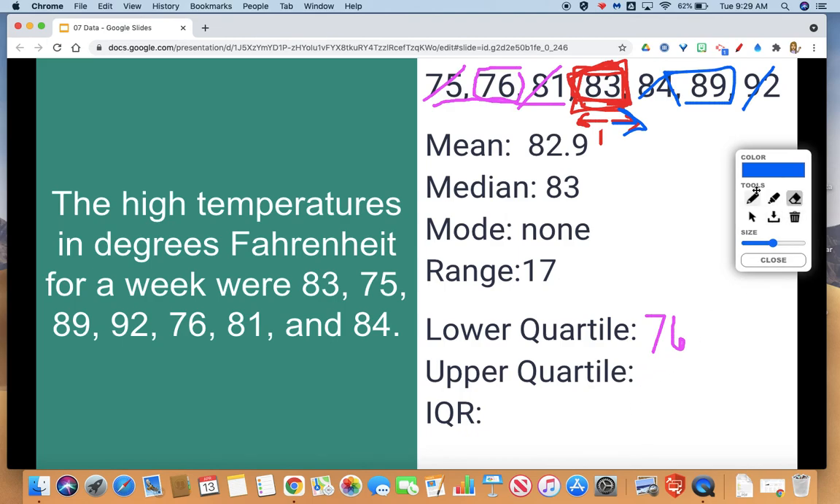So again, on the last example, we came down to the median being in the center of two numbers, so we drew that line, and then we got to look at everything below the line and above the line. But on this example, our median came down to one number, so we look at everything below that number and above that number for the upper and lower quartiles. Remember, our IQR is when we subtract those two, so we take 89 minus 76 to get 13.